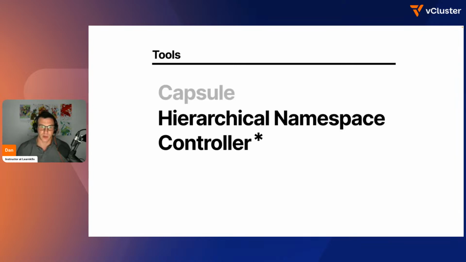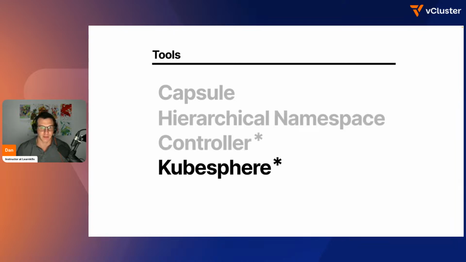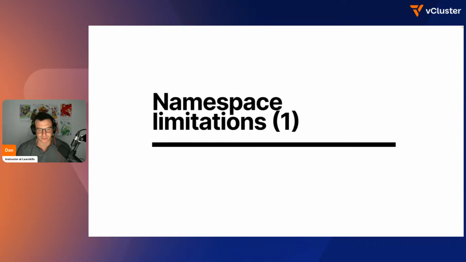So Capsule being one, there is another one called Hierarchical Namespace Controller. This one has a little bit of a star there, because I haven't seen that much activity in the repo in a fair amount of time. And then there is KubeSphere, which is a little bit of a bigger project than just namespaces.